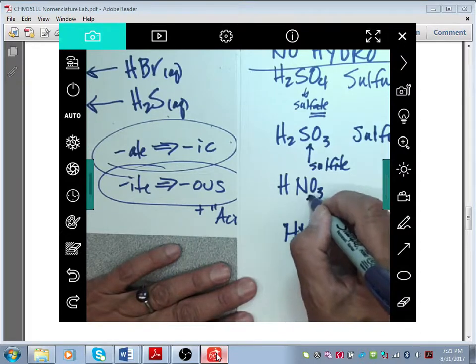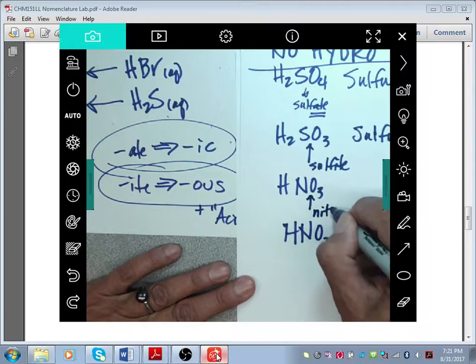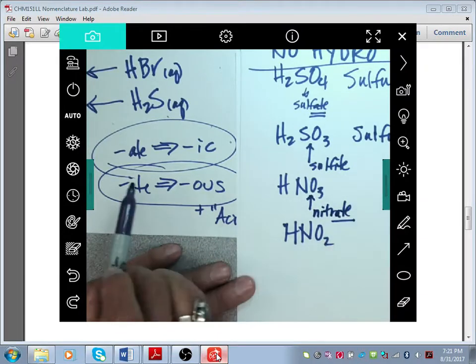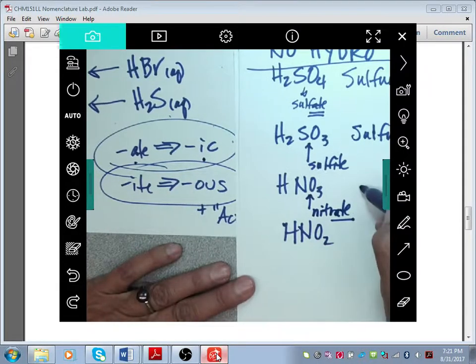NO3. What's the name of NO3 as a polyatomic ion? Nitrate. It ends in ate. Ate changes to ic, so I'm going to call this nitric acid.